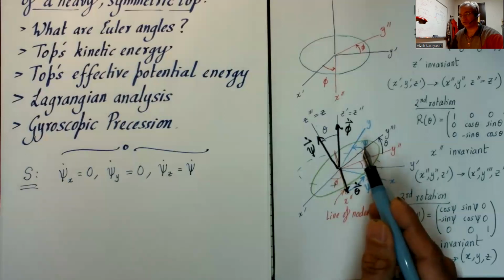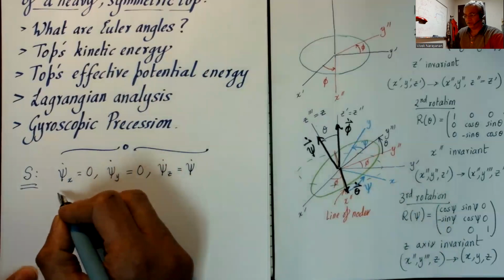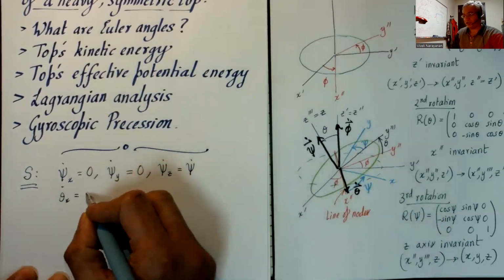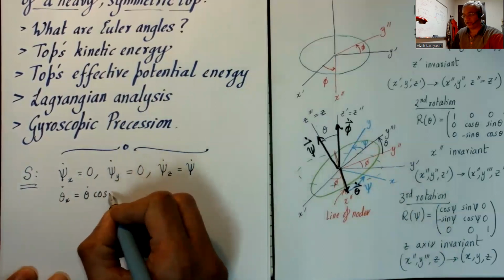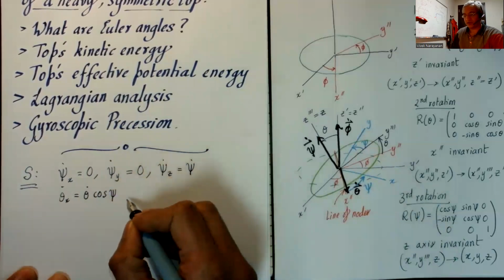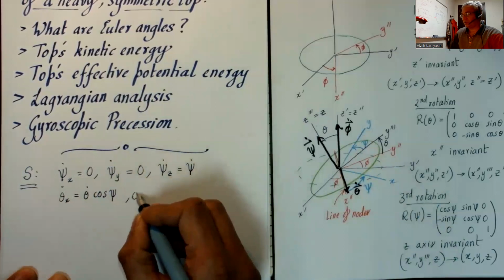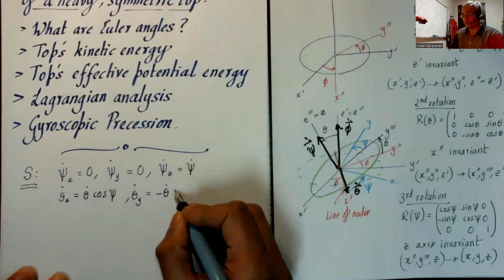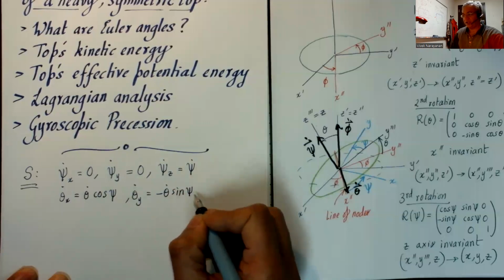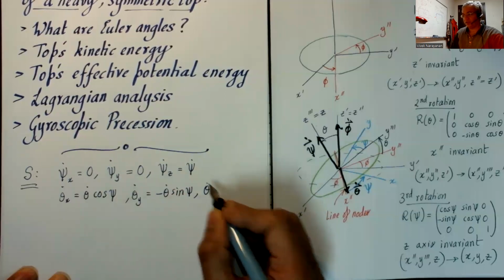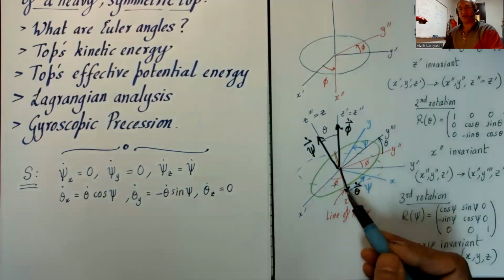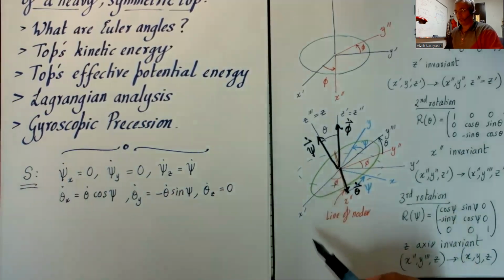the negative y-axis direction. So I get theta x dot would be equal to theta dot cosine psi, and theta y dot is going to be negative theta dot sine psi. And then the z component of theta is identically 0, because theta does not rise above the xy plane.